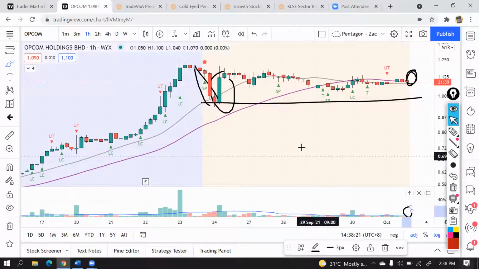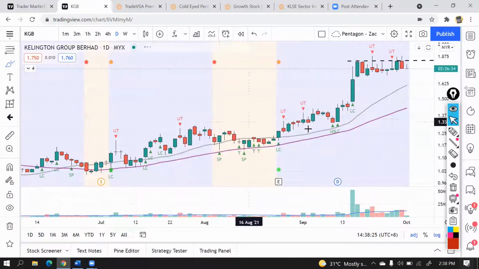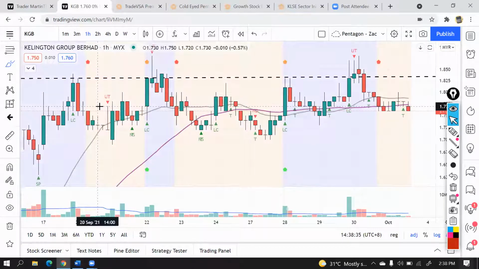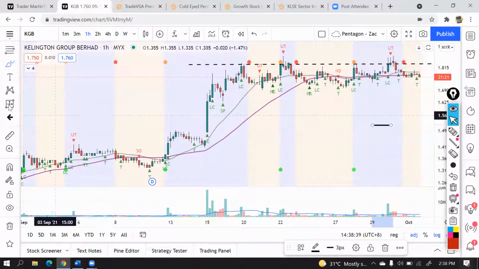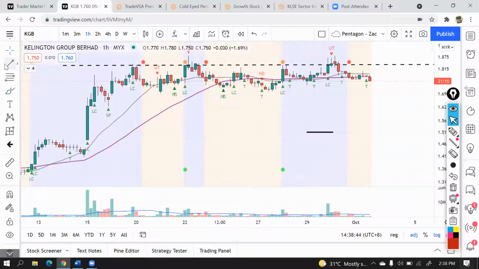To be safer, going back to KGB. At the moment I'm not so sure whether it's distribution or not, but I think definitely there's resistance, because there is increasing volume as well. But what we can do, in the hourly chart over here, it seems like it's still holding well on 2040s.